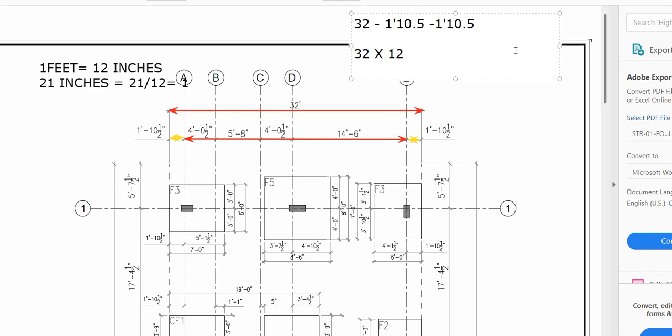I'm getting 384. So this is 384 inches, minus, you can see 1 feet written here. So what is this 1 feet and 1 feet? 1 feet is 12 inches. Again 1 feet is 12 inches. 12, 24. So I'll deduct 24 inches.